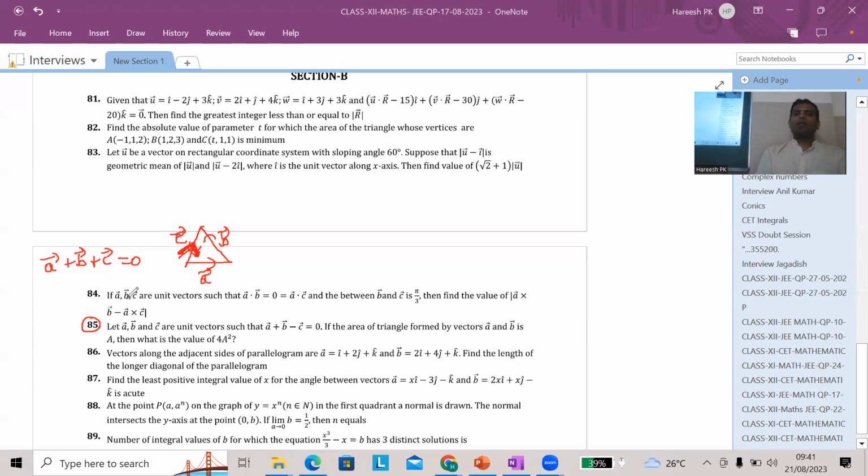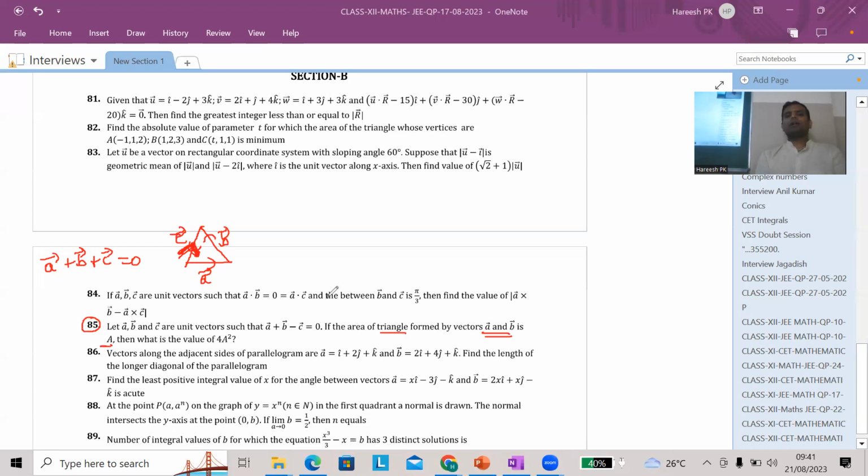And when they say mod A, mod B, mod C are all unit vectors, that means this is an equilateral triangle, because A plus B plus C equals 0 means triangle. And if all mods are equal, the length of every side is equal. What type of triangle is it? Equilateral. So you have to understand we are talking about an equilateral triangle. Now they are saying the area formed by vectors A and B is capital A.